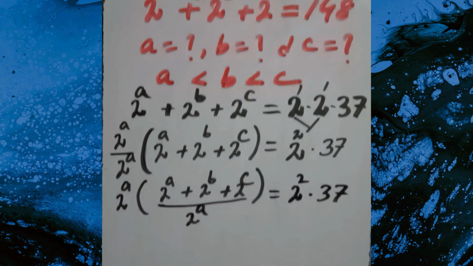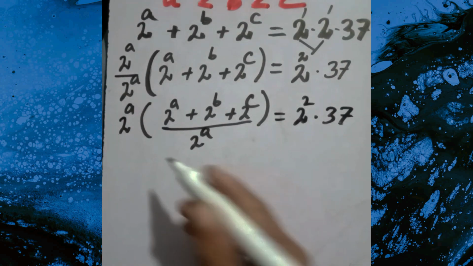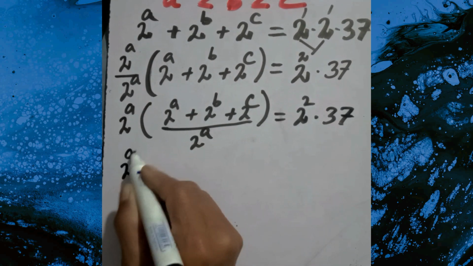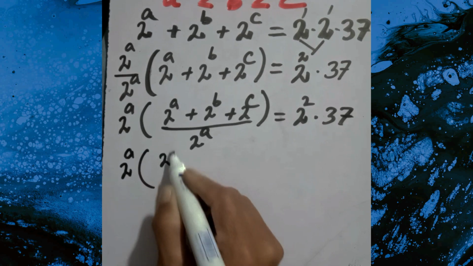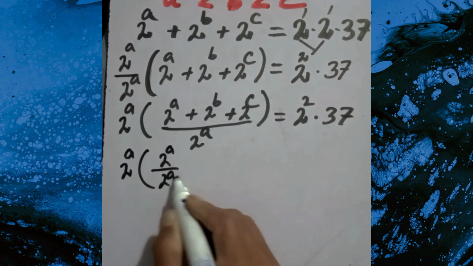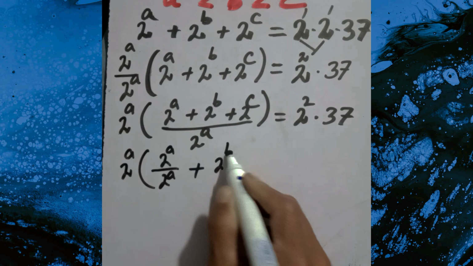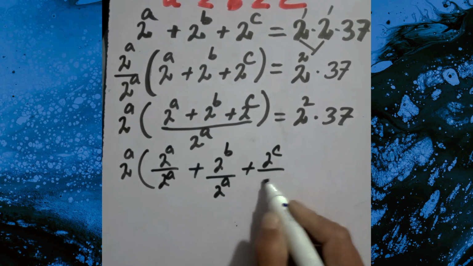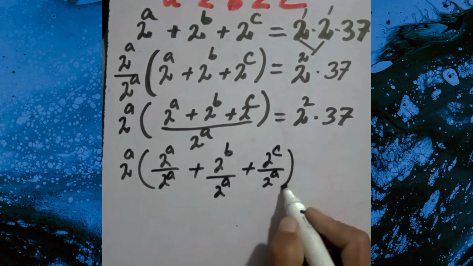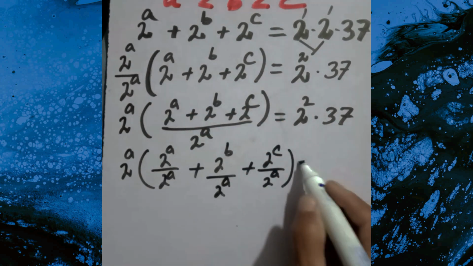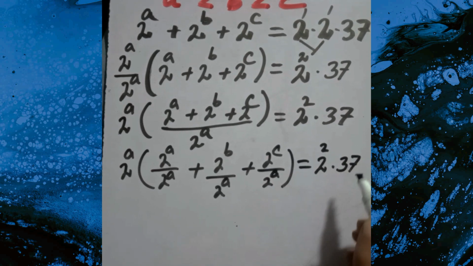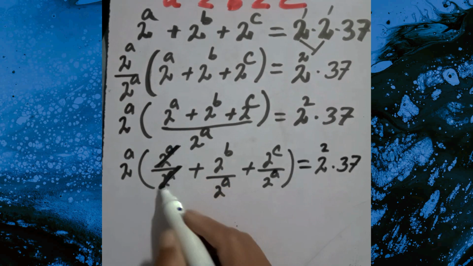Similarly, look here, if we divide this term by each value in the brackets, 2 exponent a divided by 2 exponent a, plus 2 exponent b divided by 2 exponent a, plus 2 exponent c divided by 2 exponent a. Each term is divided by this term, so 2 exponent 2 times 37. In this process we continue, so both are cancelled to each other.